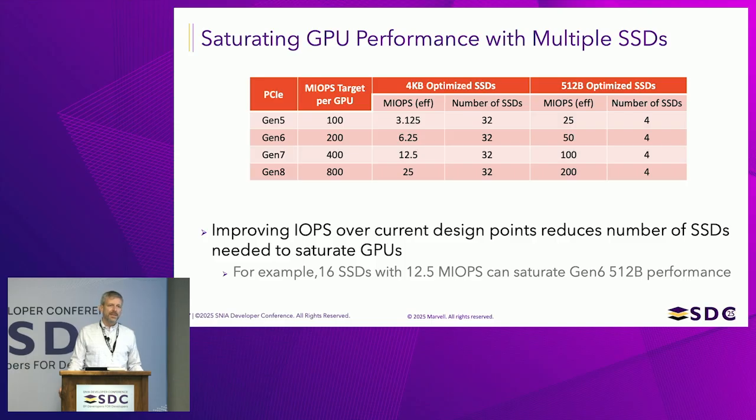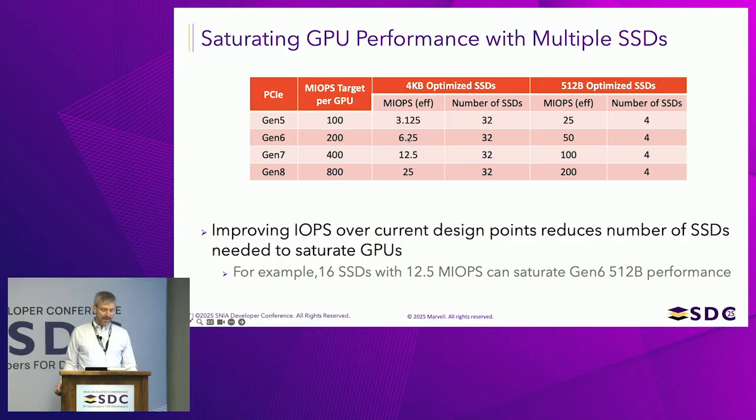You can saturate the performance, of course, by building a high IOPS SSD, and I'll talk about that later. Another option is to use more SSDs, multiple SSDs. So what does that mean? Here, this table shows, as a function of the PCIe generation, what the IOPS target is per GPU. For Gen 6, as I said before, it's 200 million IOPS per GPU.